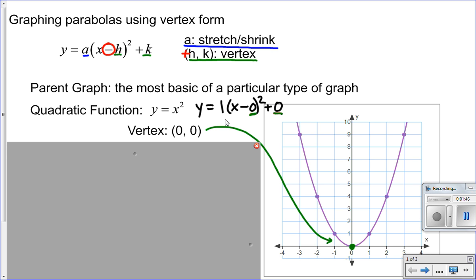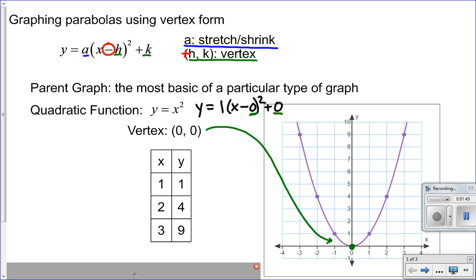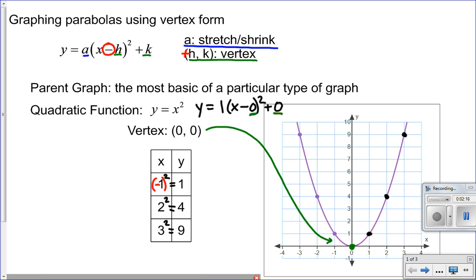Now we can use a simple table to get some other points in our graph. If I were to use x as 1, x squared will give me 1. So we've got a point here at 1, 1. In the same way, 2 squared gives me 4, so there's a point at 2, 4. And 3 squared gives me 9, so there's a point at 3, 9. In the same way, negative 1 squared is also positive 1. Negative 2 squared is positive 4. And negative 3 squared is positive 9.